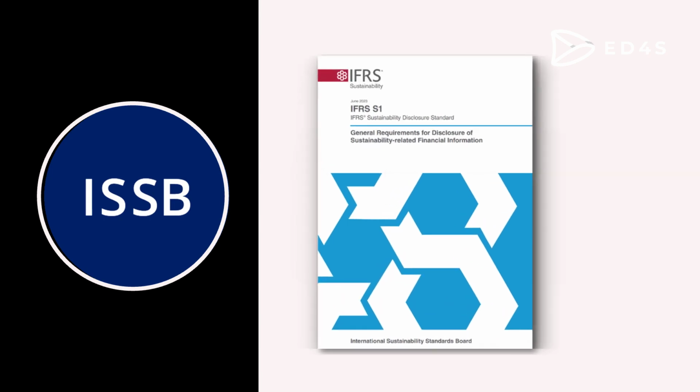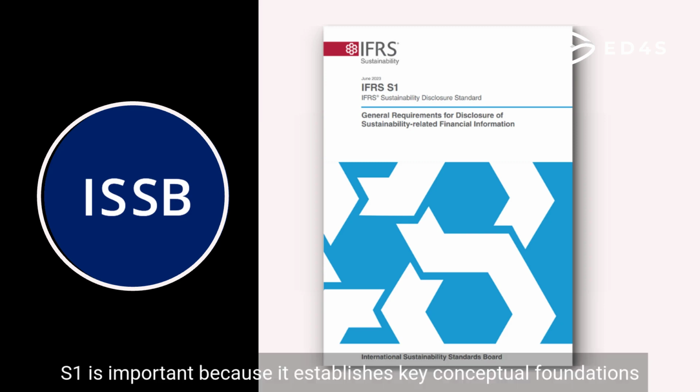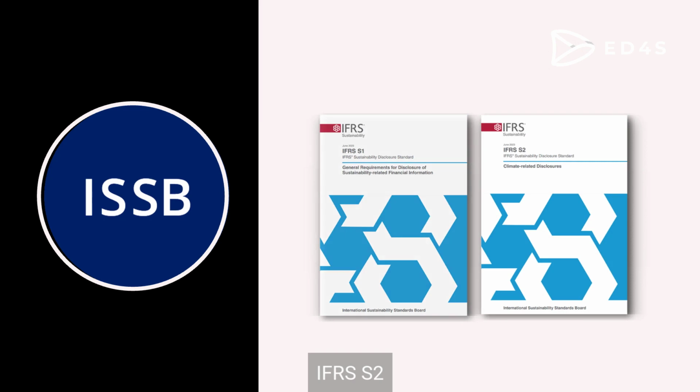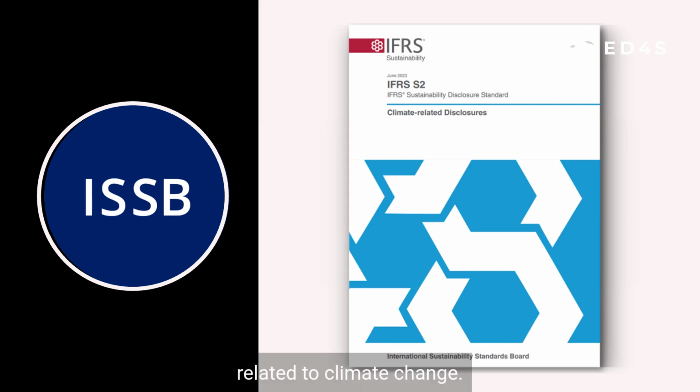IFRS S1, which are general requirements for disclosure of sustainability-related financial information. S1 is important because it establishes key conceptual foundations and requirements for applying all ISSB standards. IFRS S2, which focuses specifically on disclosures of financially material information related to climate change.